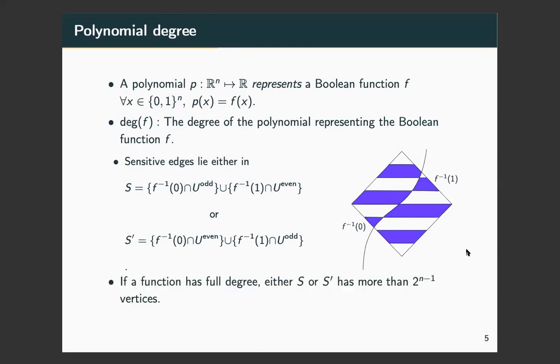As was shown by Gotsman and Linial, when a function has full degree, either the set S or S prime has strictly more than 2^(n-1) vertices. With the basic definitions set up, we will look at some of the theorems that help to prove the sensitivity conjecture.